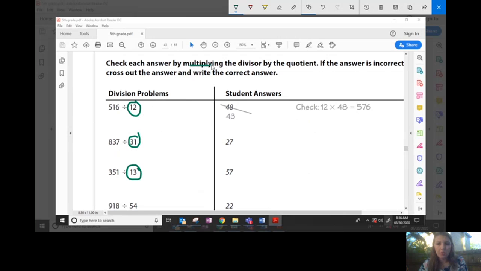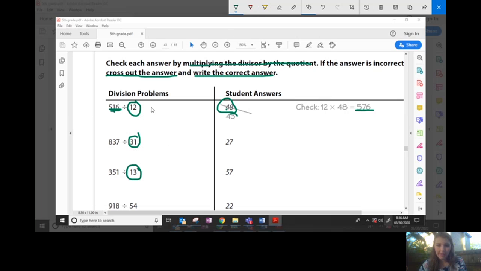And they say to multiply the divisor by the quotient. So here's the divisor, and here is the quotient, the student answer. So you would multiply these to see if you get the dividend. This one they already started for you, 12. 12 times 48 is 576, which is not the dividend, so they're saying this one's wrong, so you have to cross out the answer and then write the correct answer by solving. So let's do the second one.